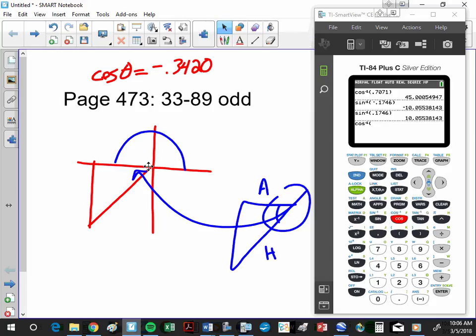But watch what happens if I don't get rid of the negative in this case. The cosine inverse of negative 0.3420 gives me 109 degrees. That doesn't make any sense, right?